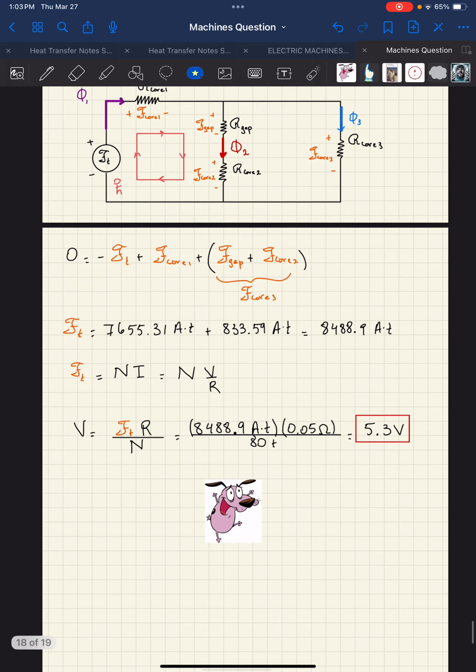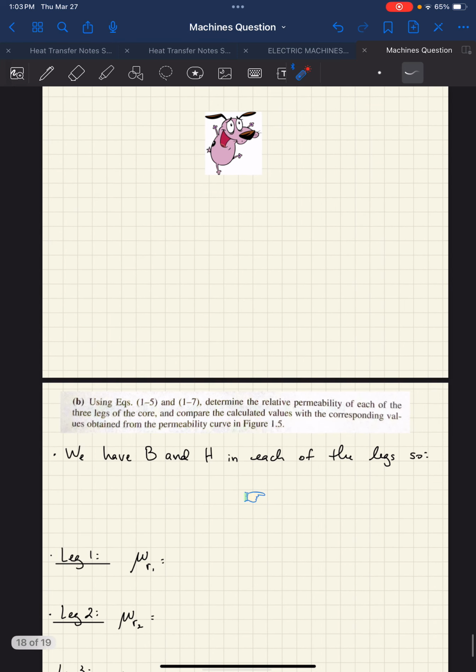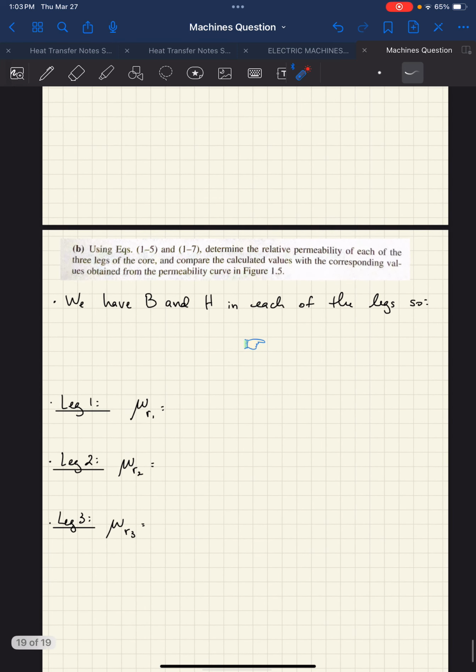Success. Now, there is a part B, and actually part B is really easy because we did all the heavy lifting in part A. So we'll take a look at part B real quick, just finish it off. This is using equations 15 and 17, determine the relative permeability of each of the three legs. So they want the relative permeability of each leg.